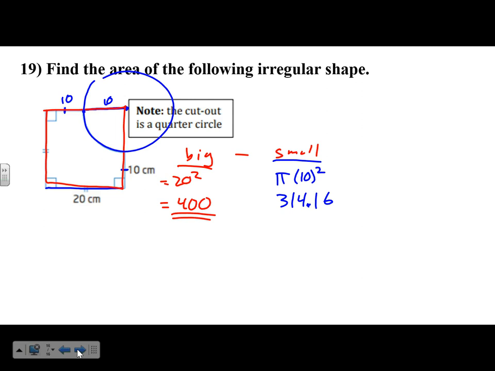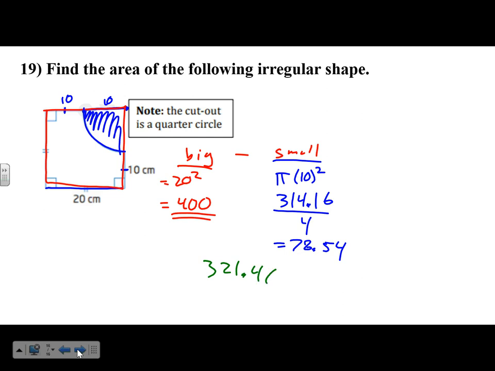I'm not taking out the area of the whole circle. I'm only subtracting out that fourth of it. So once you have that, you actually have to divide this by 4 to get just the area of this part over here that we're cutting out. So that ends up being 78.54. And now we can subtract those. 400 minus 78.54 is 321.46. So again, you won't have one that's that difficult, but I like to show you that to kind of get your head thinking.